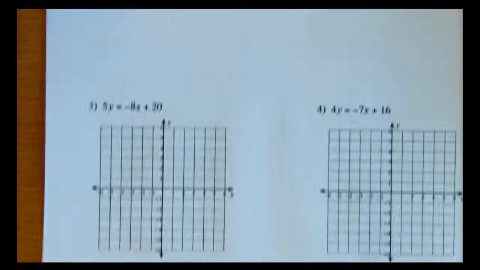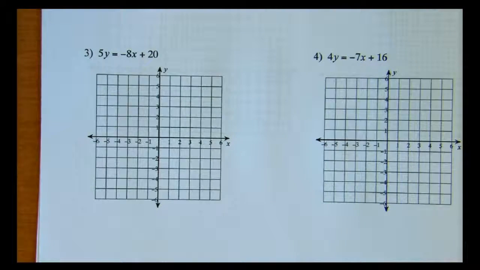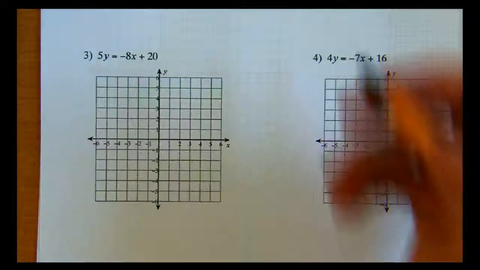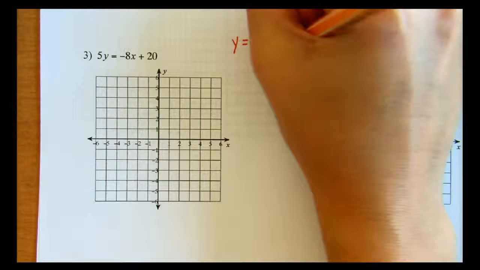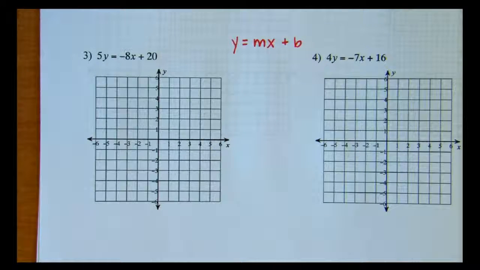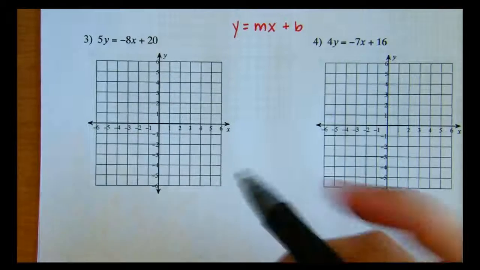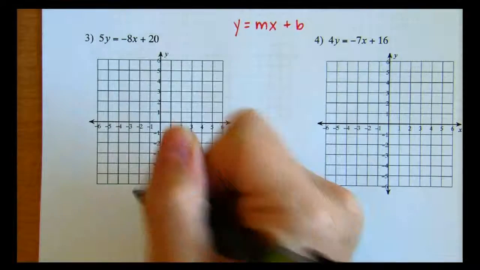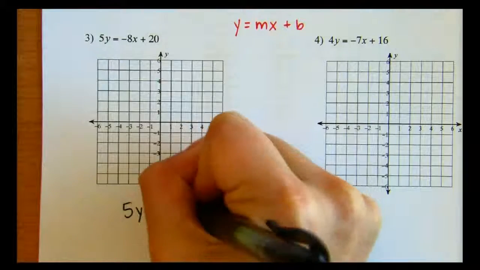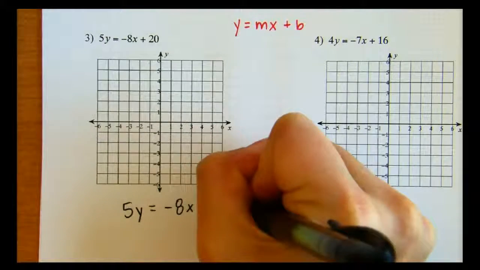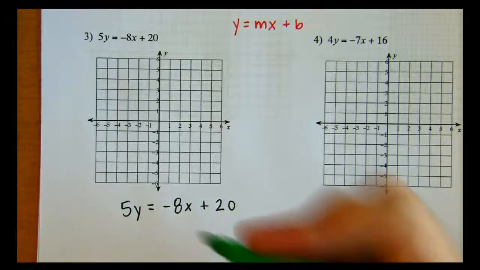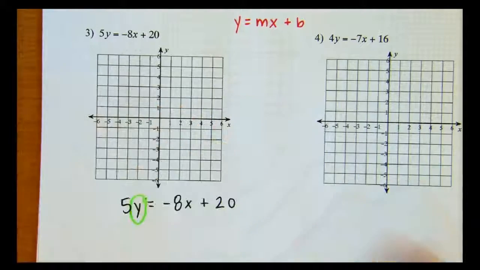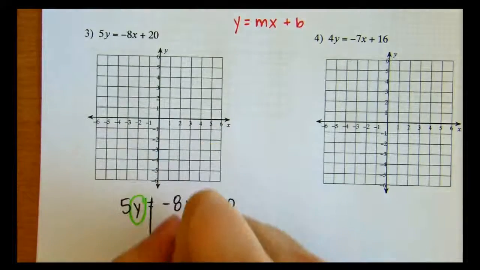Okay, let's take a look at number 3. So I've got 5y equals negative 8x plus 20. Again, I want to get this equation to be in y equals mx plus b form. So looking at that equation, I'm going to just rewrite it down here so that I've got some space to work with. 5y equals negative 8x plus 20. I want to get my y value by itself, so I'm going to go ahead and circle that y. I'm also going to draw a wall through my equal sign since I've got an equation.